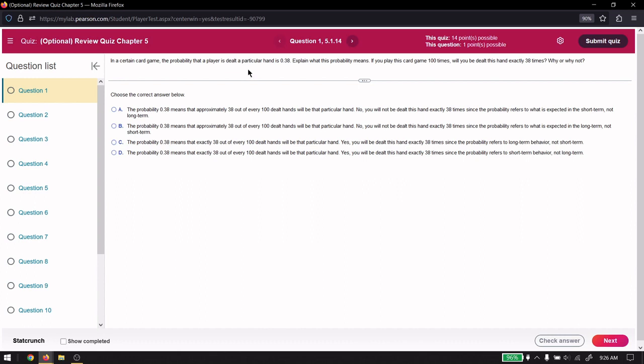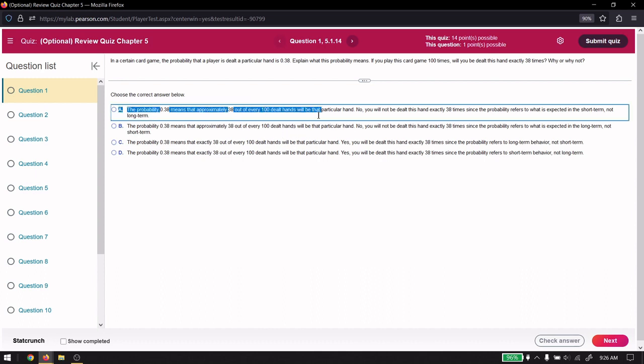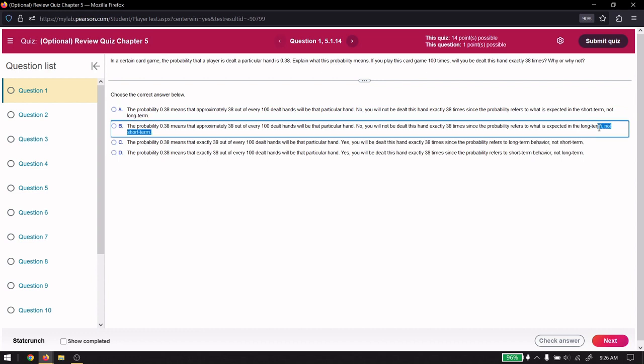So for this, a probability of 0.38 means that approximately 38 of every 100 dealt hands will be that particular hand. This is what you're kind of looking for. That's what it means for a probability of 0.38. And you will not be dealt this hand exactly 38 times, since the probability refers to what is expected in not the short term, but the long term. So I believe B is our correct answer. Probability means exactly 38 of 100? No, definitely not. Most likely it will not be exactly 38. So that's what you're looking for.